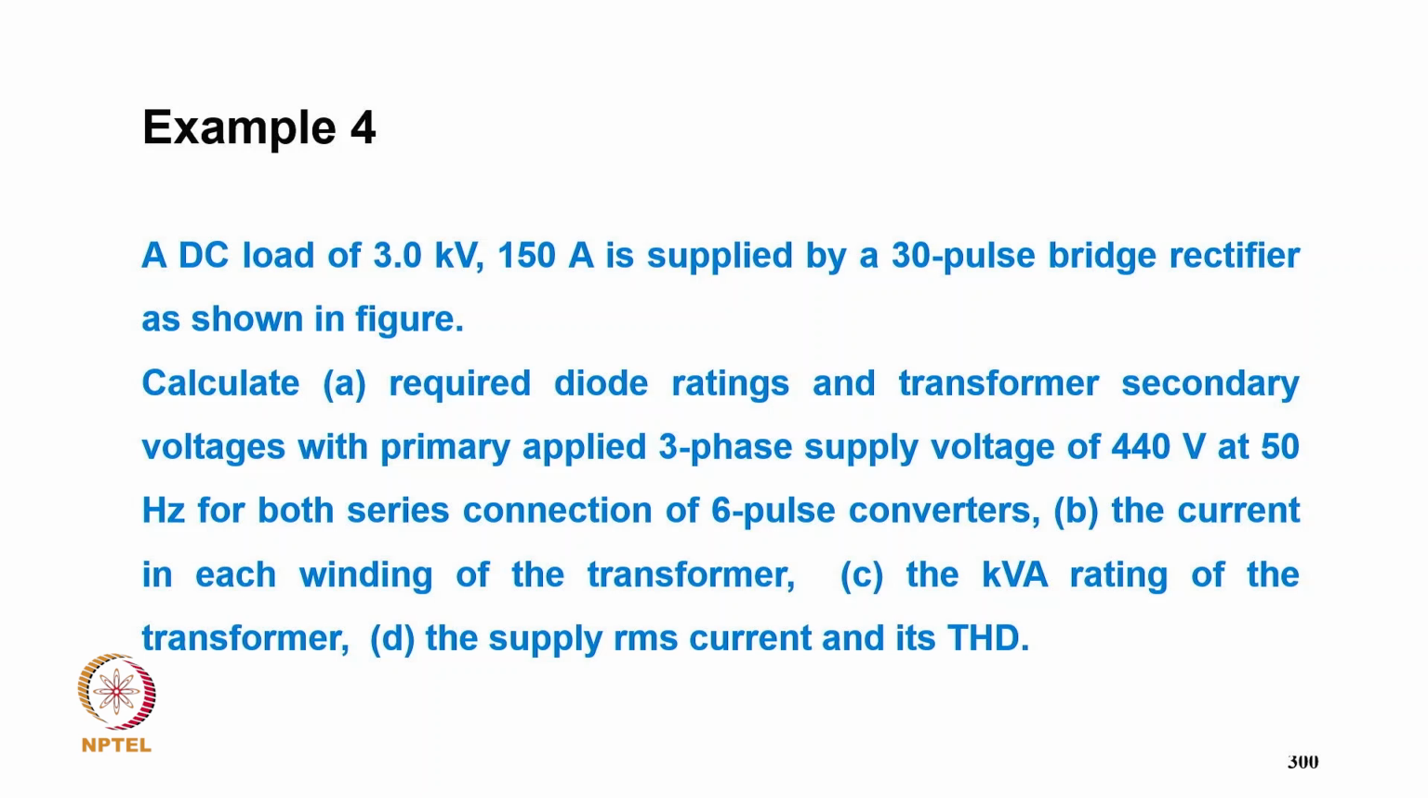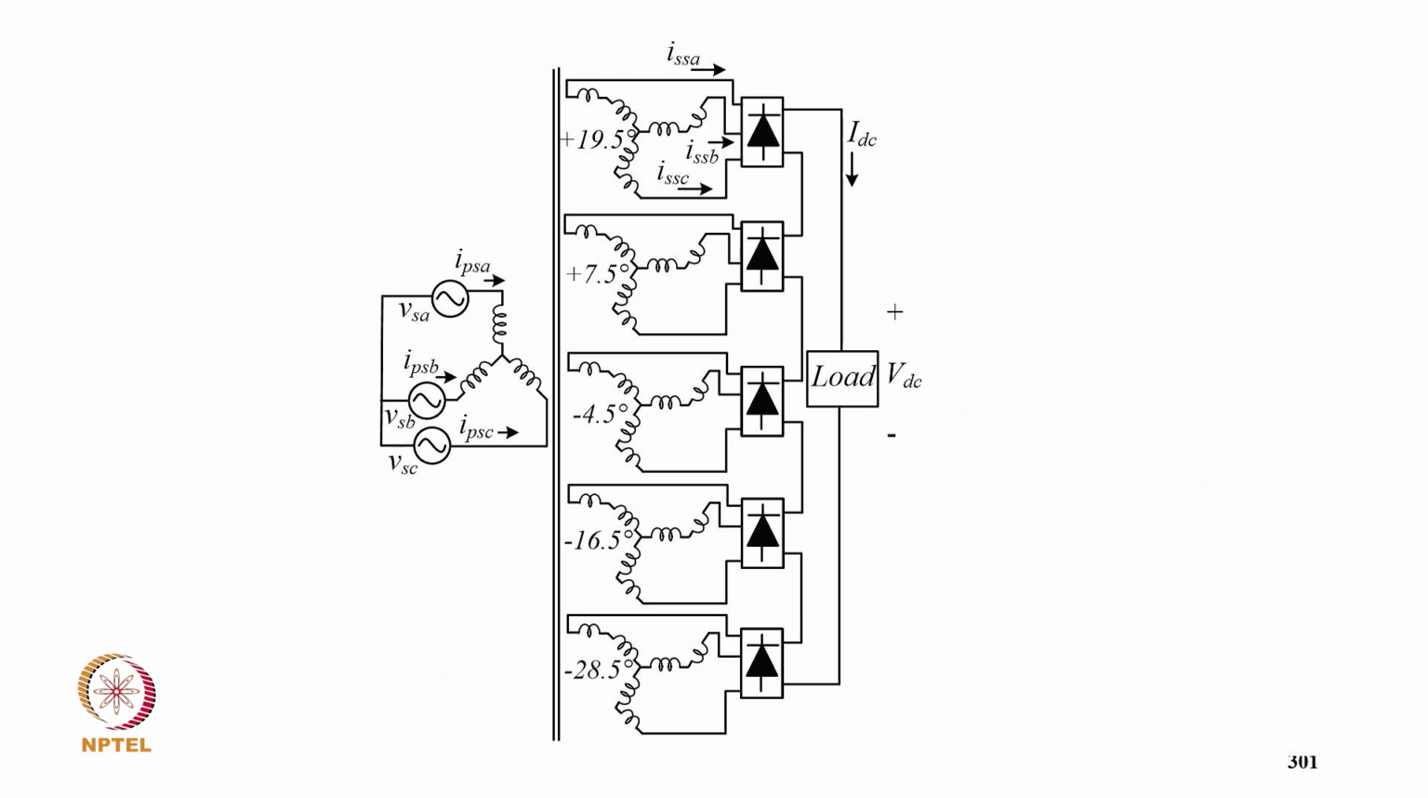Now coming to example 4. A DC load of 3 kV, 150 ampere is supplied by a 30 pulse bridge rectifier as shown in the figure. Calculate the required diode rating and transformer secondary voltage with the primary applied 3-phase supply voltage of 440 volt at 50 Hz for the series connection of 6 pulse converters, the current in each phase winding of the transformer, the kVA rating of the transformer, and the supply current and THD.